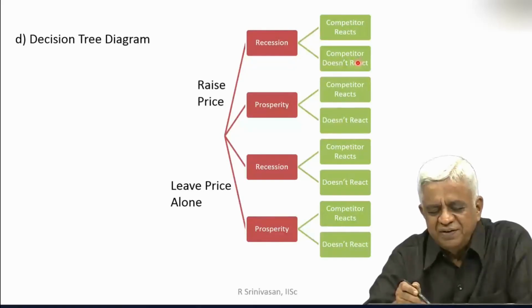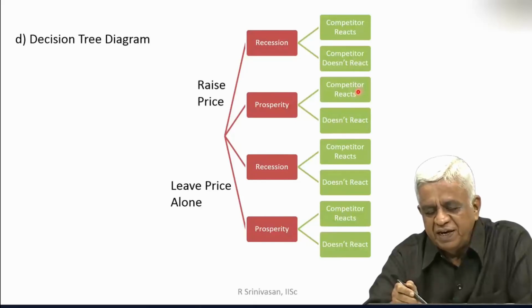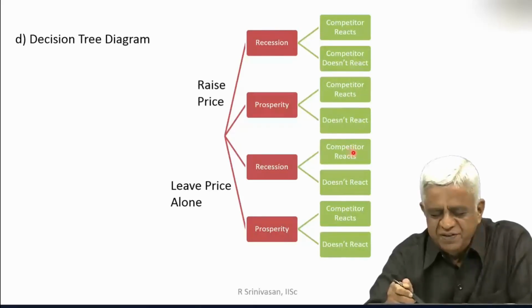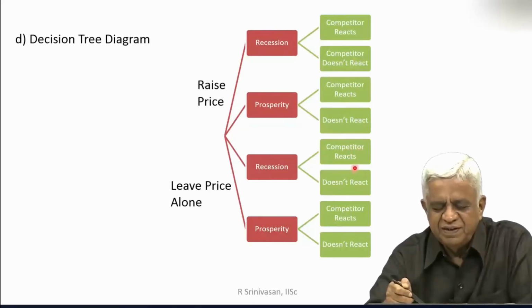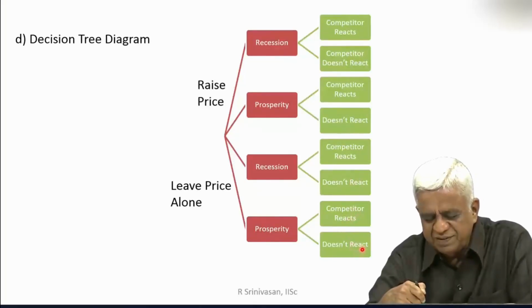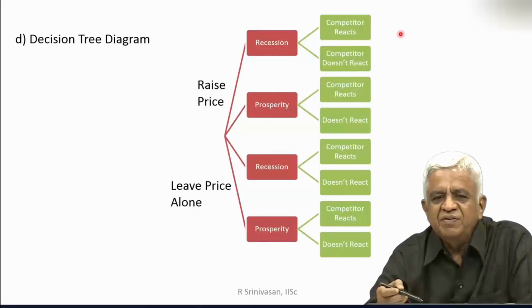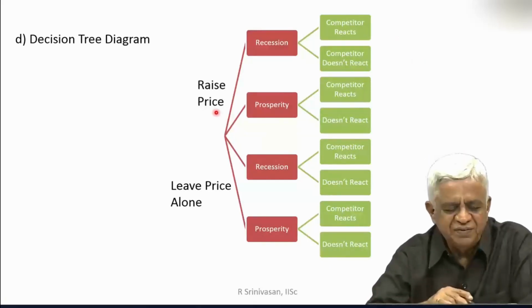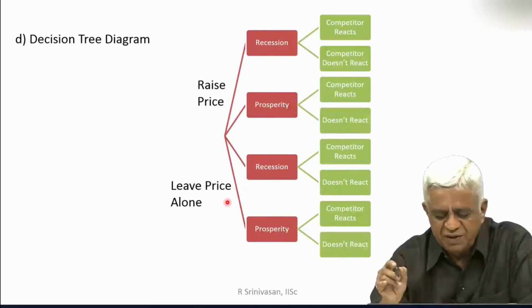Competitor doesn't react. Prosperity, competitor reacts. Doesn't react. Recession, competitor reacts. Doesn't react. Then prosperity, competitor reacts. Doesn't react. Depending on what he is going to do, you will take a decision whether to raise the price of the product or leave the price alone.